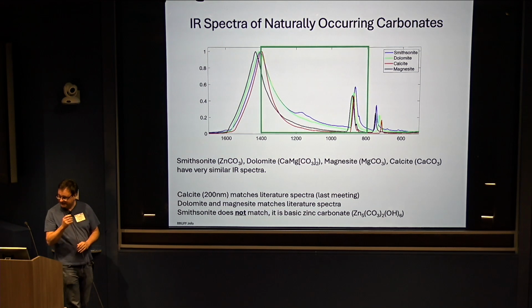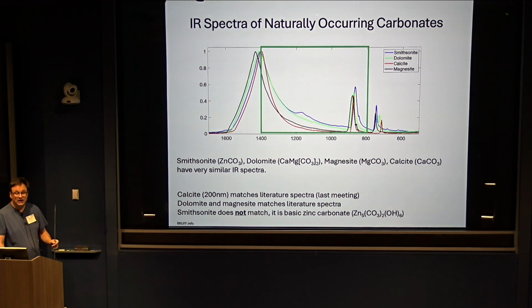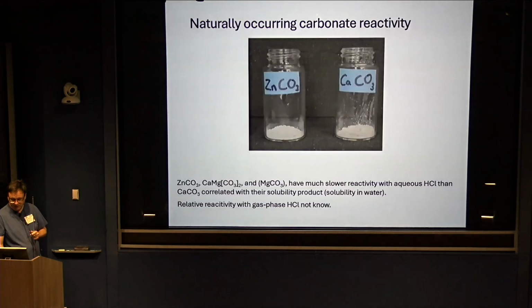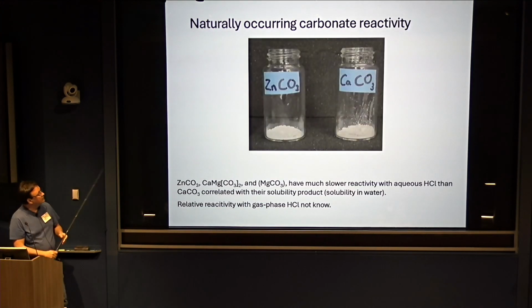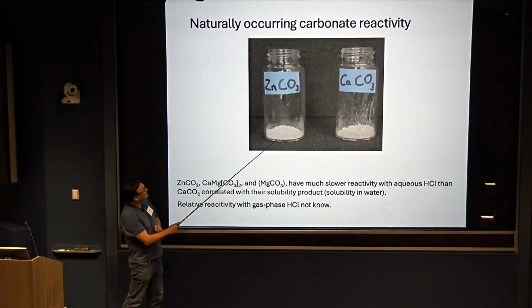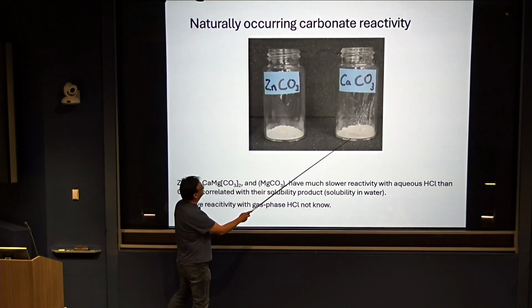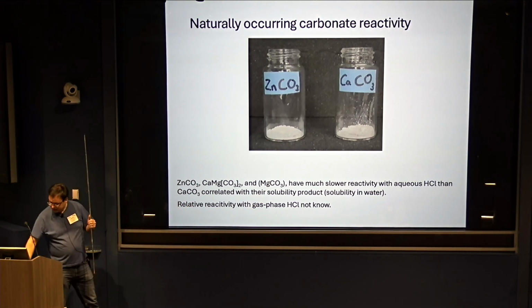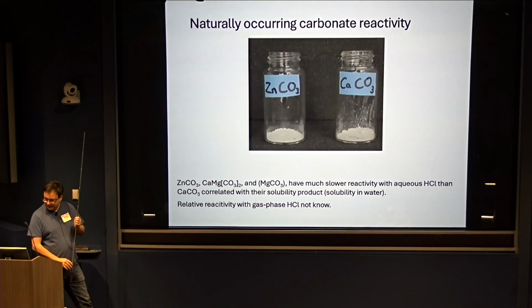It's a basic zinc carbonate, so in a sense there's zinc carbonate in there, but the fact that it has these OH groups really changes chemistry, as we'll see. So here is a comparison. One of the reasons to go after zinc carbonate is that it's less reactive than calcium carbonate, and you can just see this. You know, could be another introductory chemistry experiment.